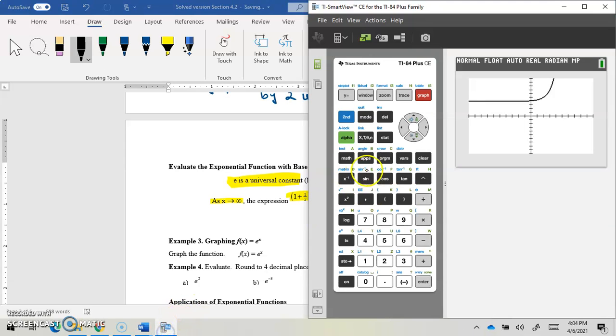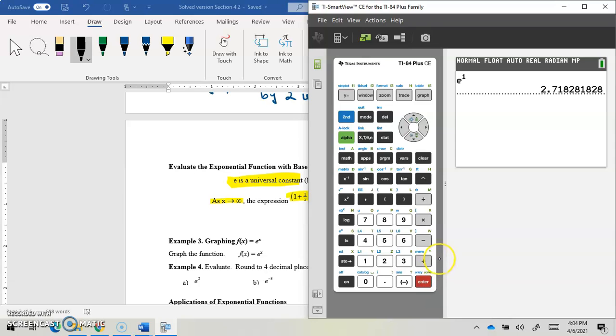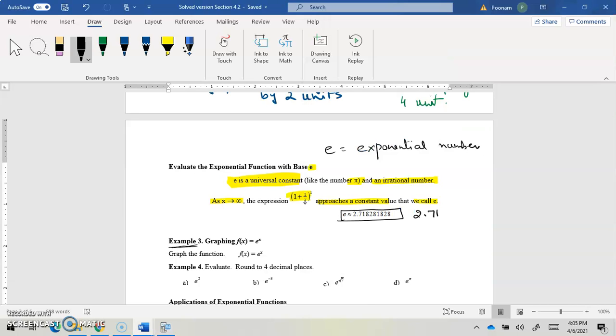So on your calculator, if you see, E is written here in the second form of the button ln. So natural log. So if you press second this, you will get E here. And if you write E raised to power 1, that will just get you E's value, that is 2.71. Or you can find E raised to power, say 2, E square, and so on. Okay. So E is a special number. So what example number 3 is telling you is to graph E raised to power x.